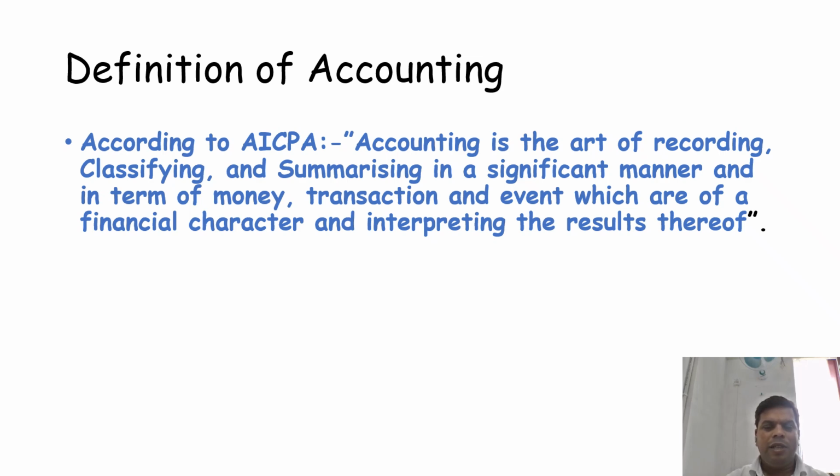And classifying. Classification is on the basis of different rules and regulations like debit and credit, personal, real, nominal. So in accounting, there are many different types of classification of accounts, bank account, salary account, wages account. There are many things, so we need to classify as per the accounting rules and summarize in a significant manner. If we record the transactions in a detailed way, we would not be able to understand all the transactions. So we make it summarized and in a significant manner, and the transaction should have monetary value.